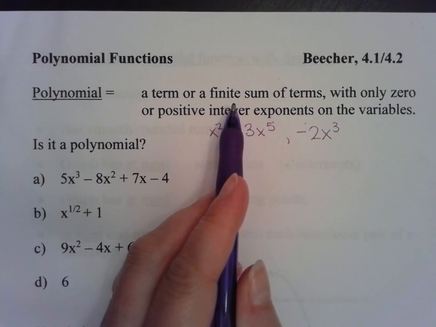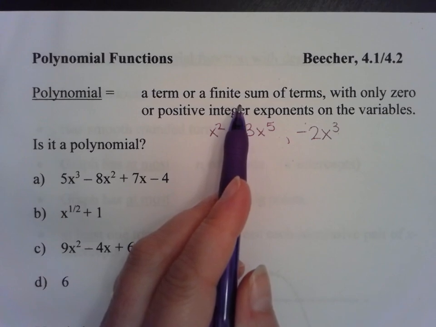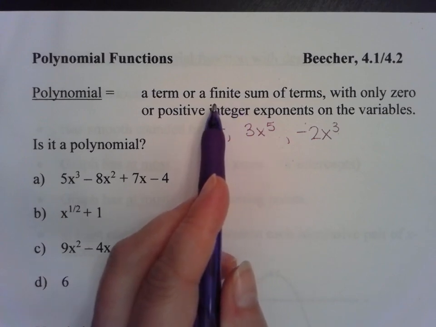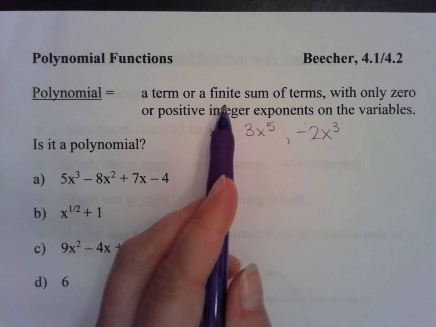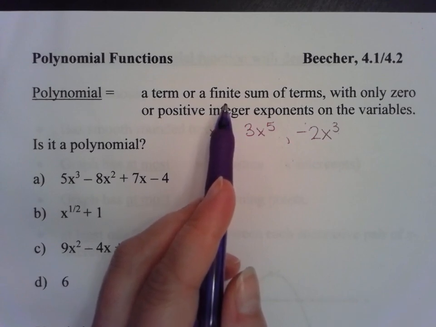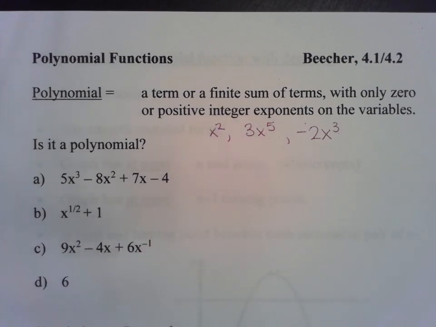So something that would not be a polynomial would be some sort of pattern that goes on forever, like 1 plus x squared plus x cubed plus x to the fourth dot dot dot. The dot dot dot would not be finite, so that would not count as a polynomial. Okay, so a term or a finite sum of terms with only 0 or positive integer exponents on the variables.